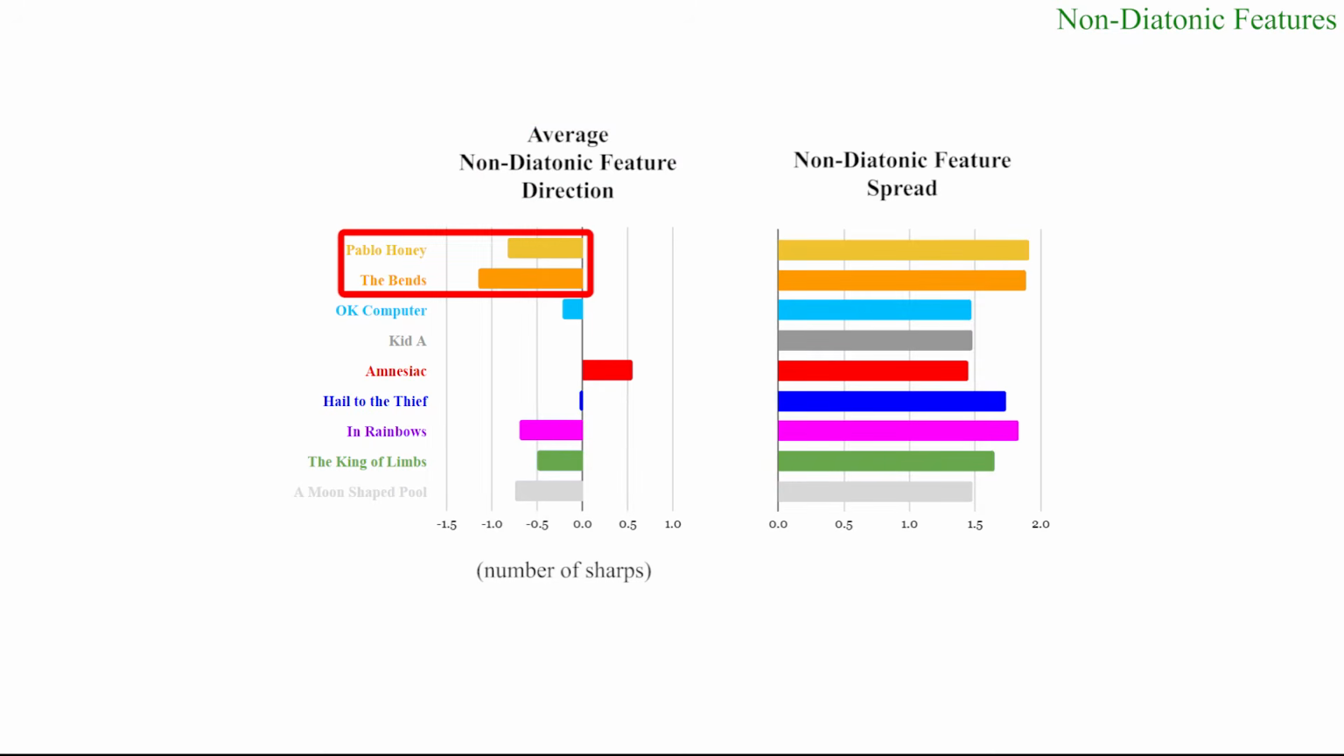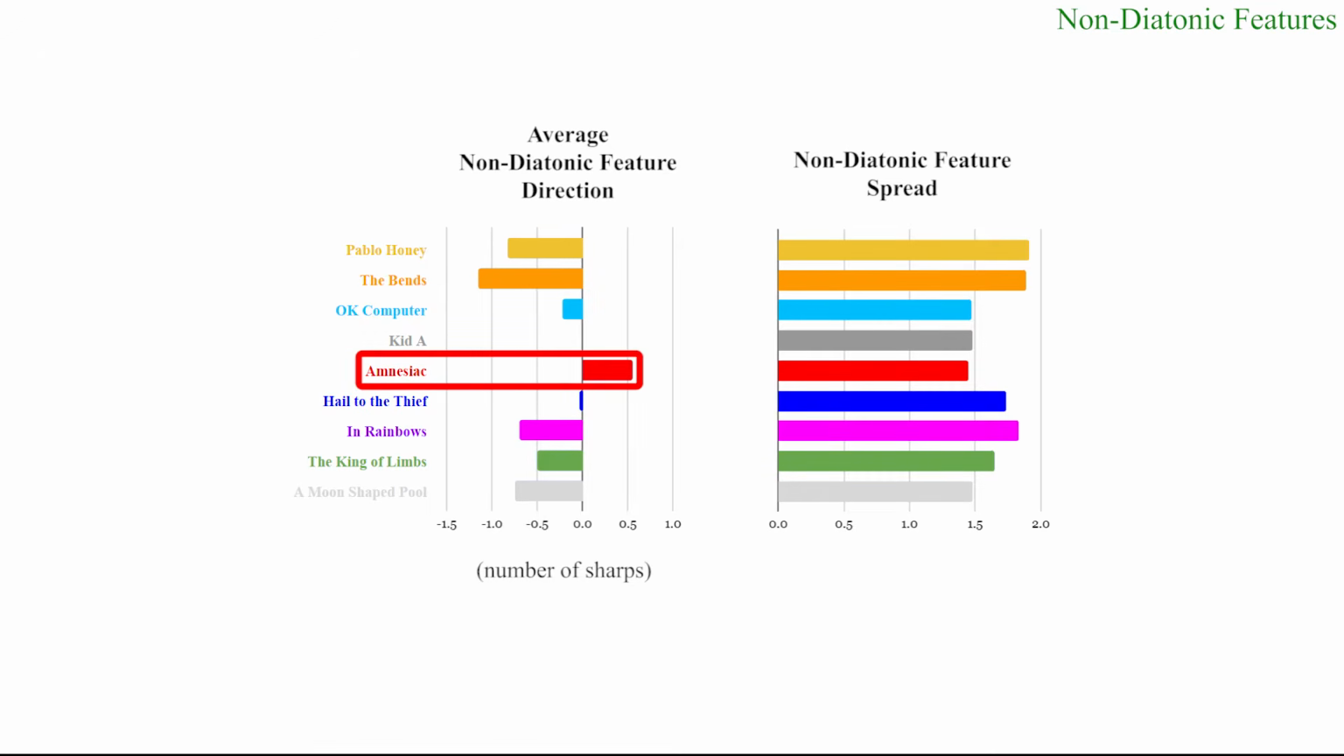Starting with Pablo Honey and The Bends, the average direction is about 1 degree flatter. On OK Computer and Kid A, it's close to 0, and then on Amnesiac it's half a degree sharper, before returning close to 0 again for Hail to the Thief.